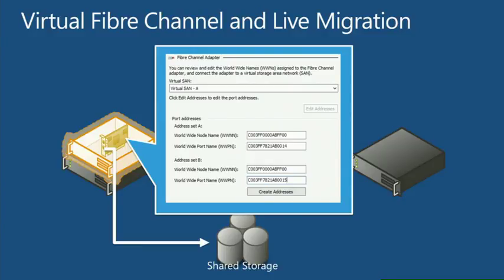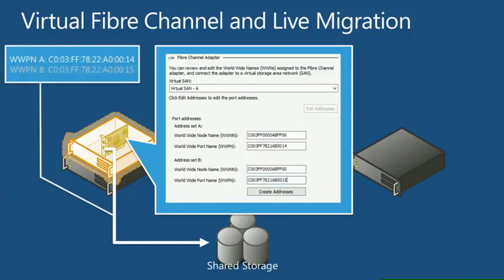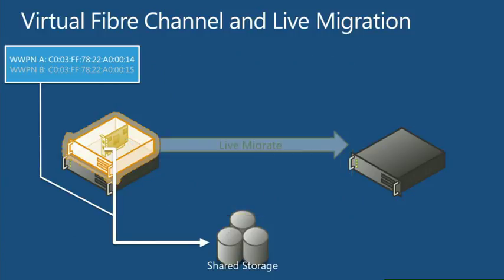There's only one worldwide name that's being used at a particular point in time. The second one is used specifically for the purposes of live migration. So, on the source, worldwide port name A is being actively used, and the shadow port name B is kept, and its use will be during live migration, right?